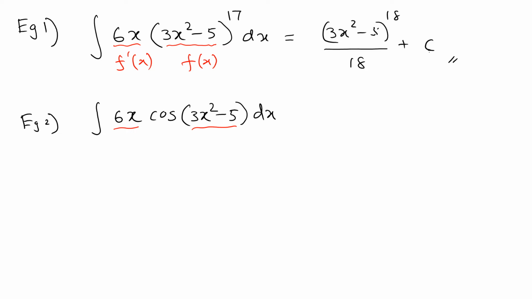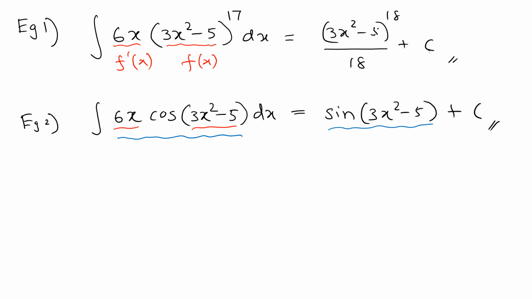We know that the integral of cosine is sine, because when you take the derivative of sine, you get cosine. So the answer is simply going to be sine of (3x squared minus 5) plus c. So you can see, you think backward, that's the easiest way. Think backward and see that the derivative of this function is this one. That means we can write it like that. Okay, so let's look at the next one.